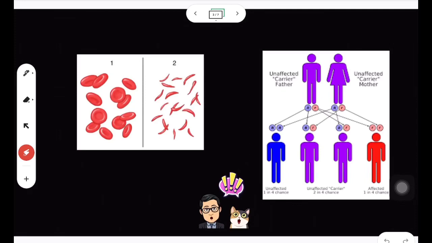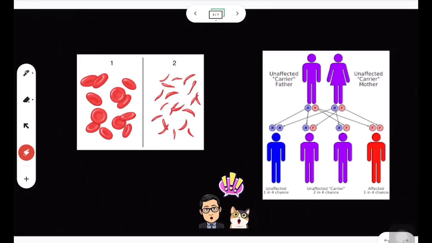Now, sickle cell RBCs are less efficient at carrying oxygen and more likely to become stuck in capillaries, preventing blood flow. And we have a diagram here representing how the offspring will inherit these bad alleles or bad genes.